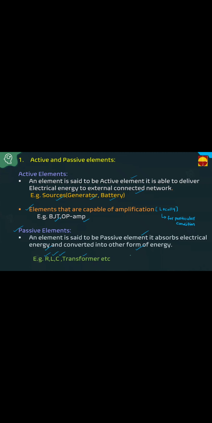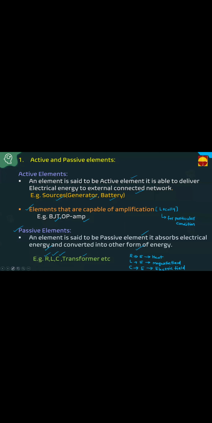Can you accept this? If you take the resistor, when electrical current is flowing through the resistor, it dissipates the energy in the form of heat. Inductor: whenever current is passing through the inductor, it stores the energy in the form of magnetic field. If you take the capacitor, whenever electrical energy is applied to the capacitor, it stores the energy in the form of electric field. That is, it takes the energy and converts it into another form of energy.